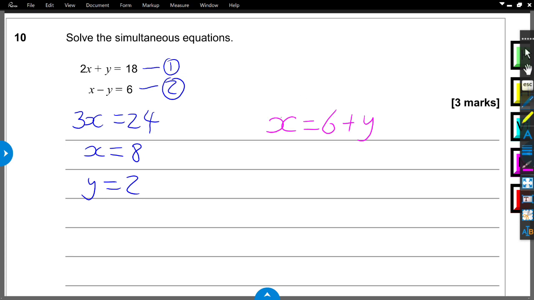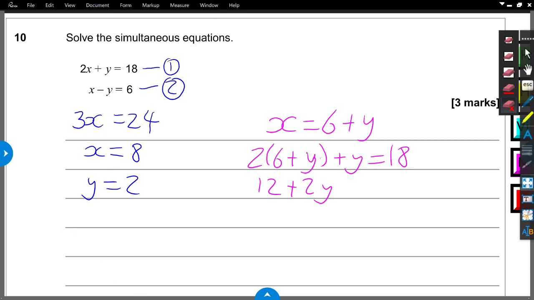And we can replace this x with 6 plus y. So instead of x, we have 6 plus y here, so 2 lots of 6 plus y, add y is equal to 18. That's great because we eliminated one of the variables. Expanding these brackets out, we get 12 plus 2y plus y. I'm going to simplify this as I go, so that becomes 3y, and that's equal to 18. And if I subtract 12 from both sides, I get that 3y is equal to 6.